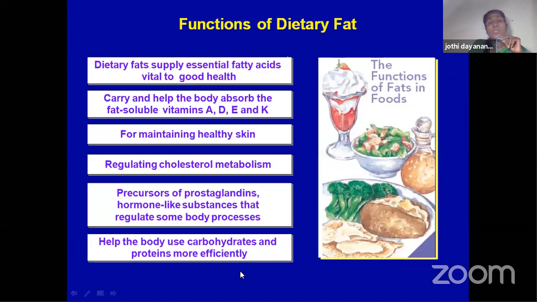So what are the functions of dietary fat? Dietary fats are basically the essential fatty acids vital for good health. If you want good health, if you want good shiny skin, if you want cholesterol metabolism to take place, it also helps to carry or absorb fat soluble vitamins like vitamin A, D, E, and K. And it helps in the production of prostaglandins, hormone-like substances that regulate some body processes, and helps the body use carbohydrate and protein in a more efficient manner. This is what we look for.